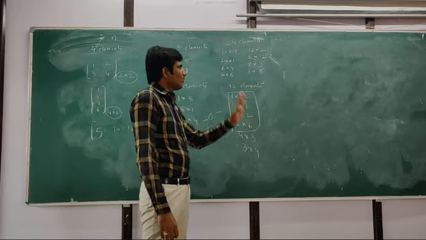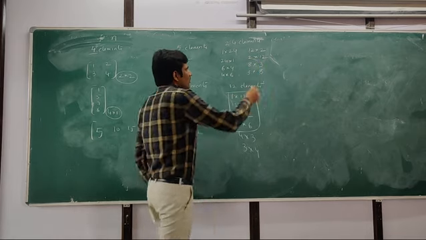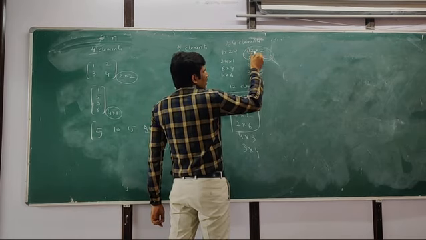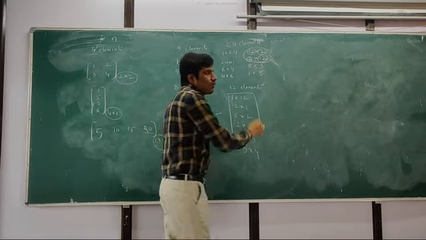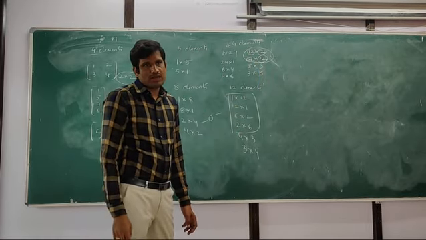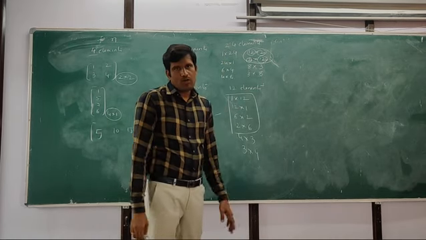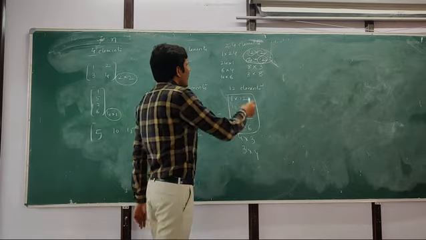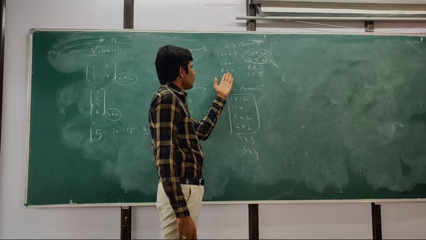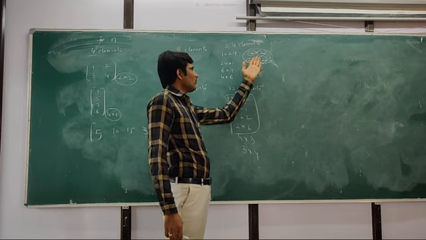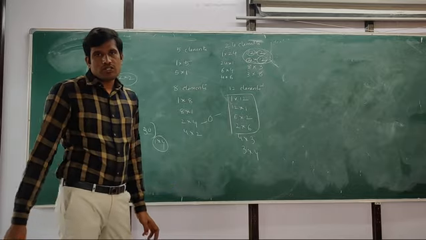So 1 cross 24, 24 cross 1, 6 cross 4, 4 cross 6, 12 cross 2, 2 cross 12. What is the difference here? Here there are 12 rows and 2 columns, but in this there are 2 rows and 12 columns. Both are different matrices. Here it is 1 row and 24 columns, here 24 rows and 1 column. Both are different. So a matrix with 24 elements can have 1 cross 24, 24 cross 1, 6 cross 4, 4 cross 6, 12 cross 2, 2 cross 12, 8 cross 3 and 3 cross 8. These are the possible orders it can have.